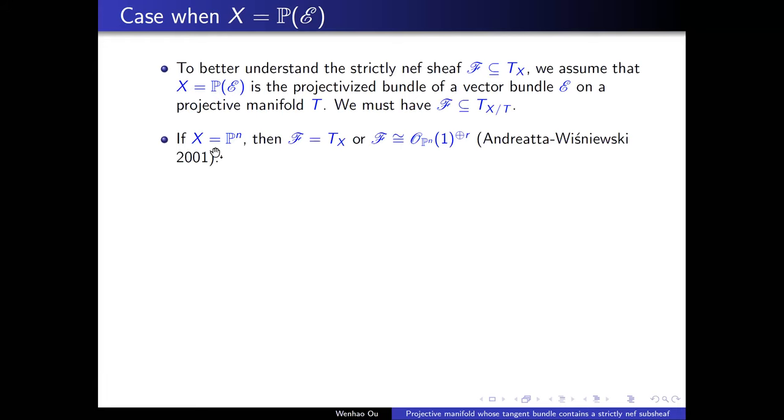Indeed, we can show that if X is equal to P^n, we can show that F is equal to TX, or F is isomorphic to the direct sum of O(1). So we use the same techniques as the theorem of Andreatta and Wisniewski. So here it's kind of the same as I mentioned before. So when you restrict on rational curves, when you restrict on a line in P^n, you can no longer distinguish strict nefness and ampleness. So the proof works kind of the same.